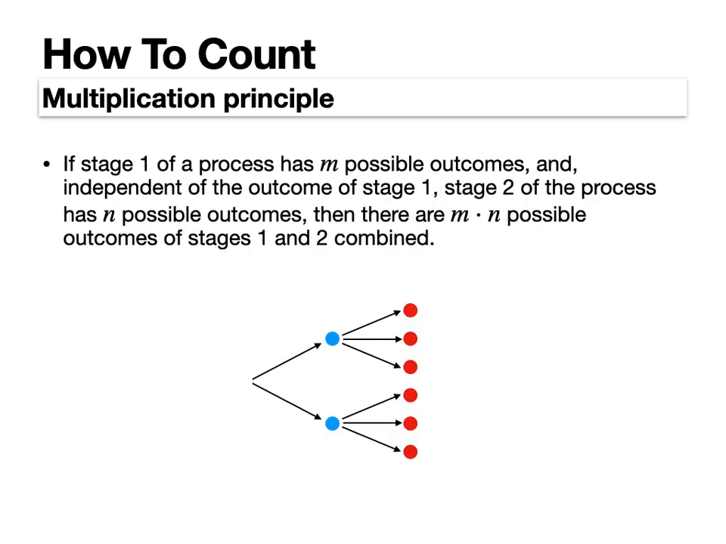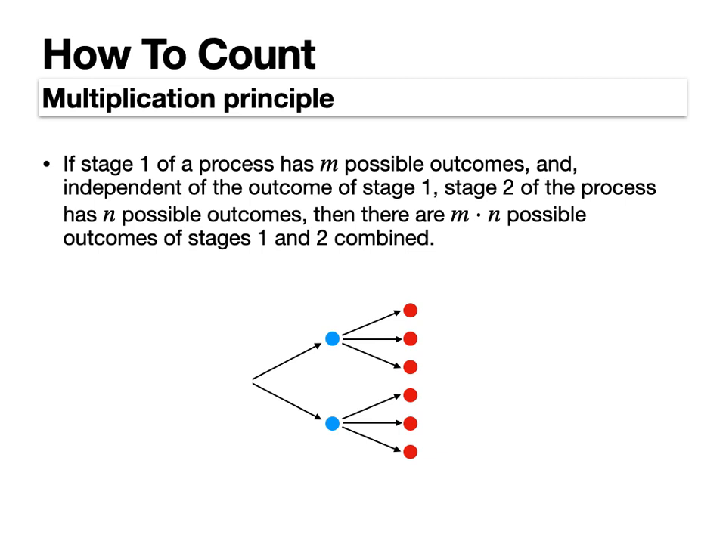Here's another principle of combinatorics, how to count. It's called the multiplication principle. If you've got a 2-stage process, and in stage 1 there are m possible outcomes, and then independent of whatever outcome occurred in stage 1, stage 2 is going to have n possible outcomes, then there's going to be m times n possible outcomes of stages 1 and 2 combined.